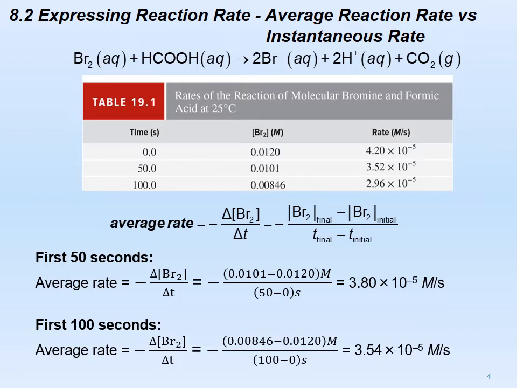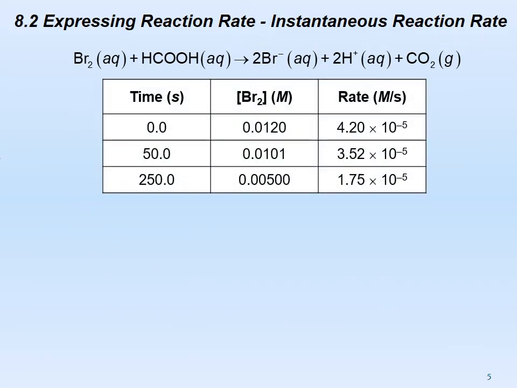Another thing to note is that the average rates calculated are different from the instantaneous rates, which are obtained by finding gradients of tangents drawn at specific time points. In the table, the last column shows instantaneous rates, which are different from the average rates calculated. Instantaneous rate is usually more useful than average rate. The table shows that the instantaneous rate decreases with time as concentration of bromine decreases with time.